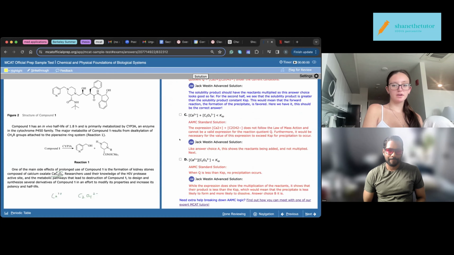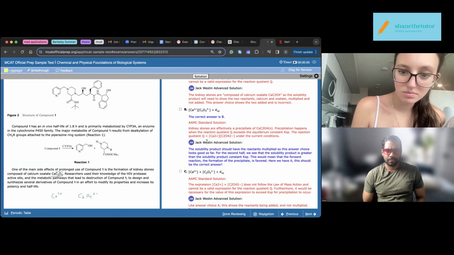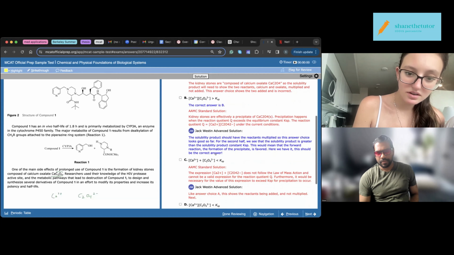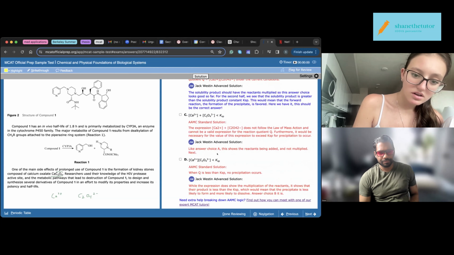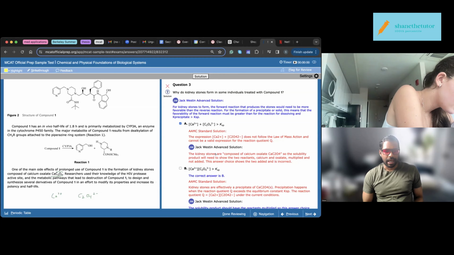Okay. Then between D and B, I know that it has to be greater because no precipitation would occur if it was less than KSP. Okay, let me write that down. Think of KSP as the maximum concentration at which it remains soluble. Therefore, if Q is greater than KSP, it will stop being soluble and start precipitating.